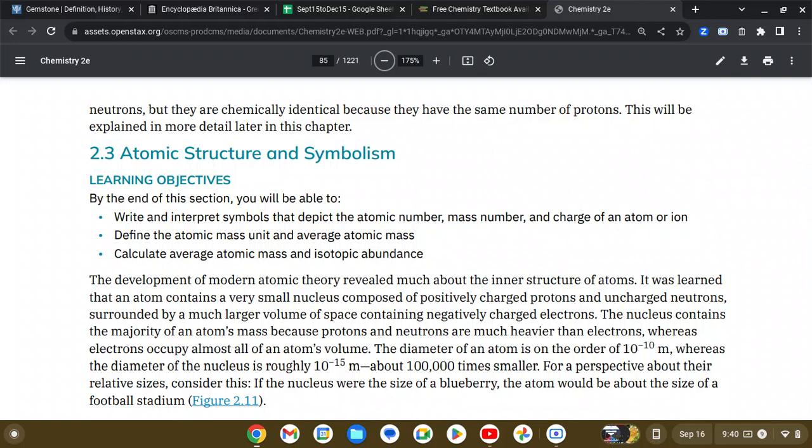For a perspective about their relative sizes, consider this. If the nucleus were about the size of a blueberry, the atom would be about the size of a football stadium.